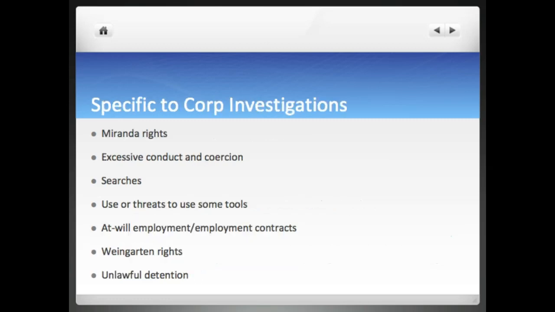Even though there are literally hundreds of things we could talk about that impact corporate investigations from a legal perspective, I'd like to concentrate on the Miranda rights, which those of you in criminal justice courses know, and we'll go over that. Then excessive conduct, coercion, searches, use of threats, and some tools as threats, what at-will employment is and is not, the Weingarten rights, which are part of the union interviews we talked about, and then unlawful detention, which goes beyond investigations into the private security realm in and of itself, but it's also a warning for investigators. So let's look at each one of those individually.